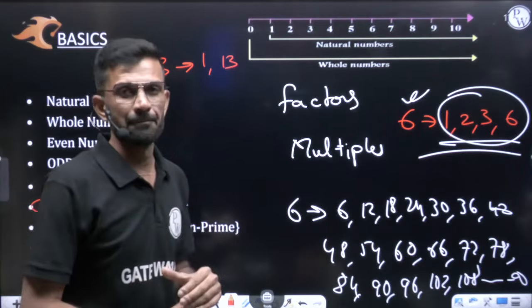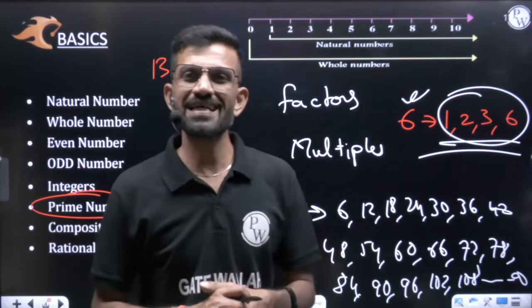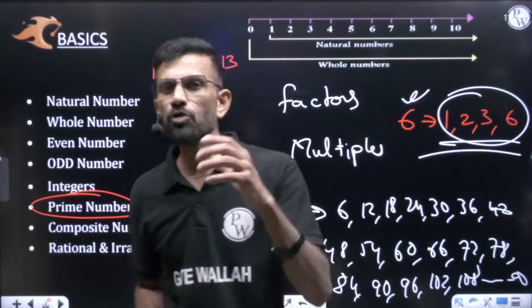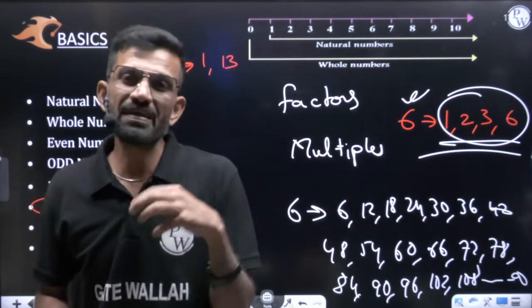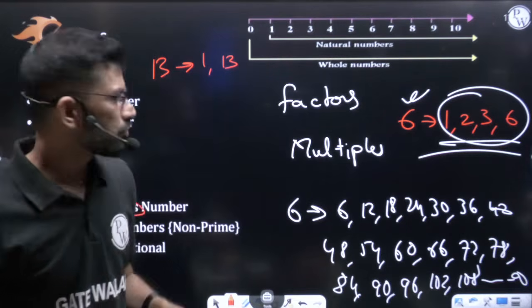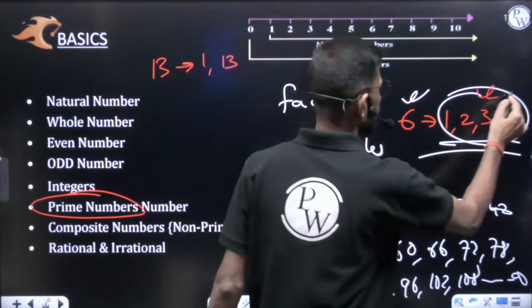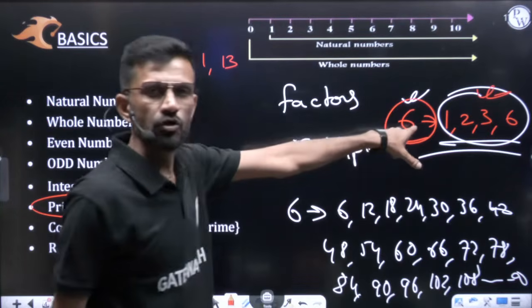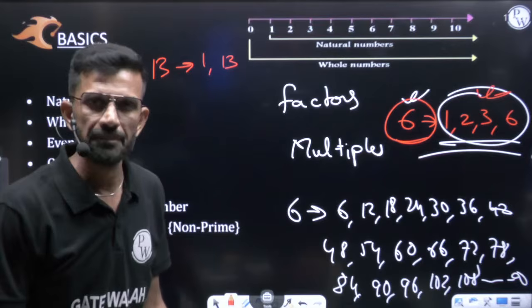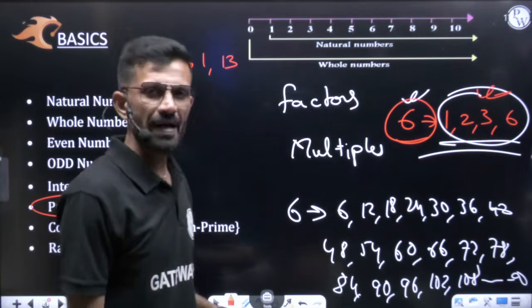It should be exactly 2 factors for any number; then that number will be called a prime number. And non-prime, or else you can call it a composite number, are all those numbers which have more than 2 factors. All those numbers which have more than 2 factors will be called non-prime or composite numbers.